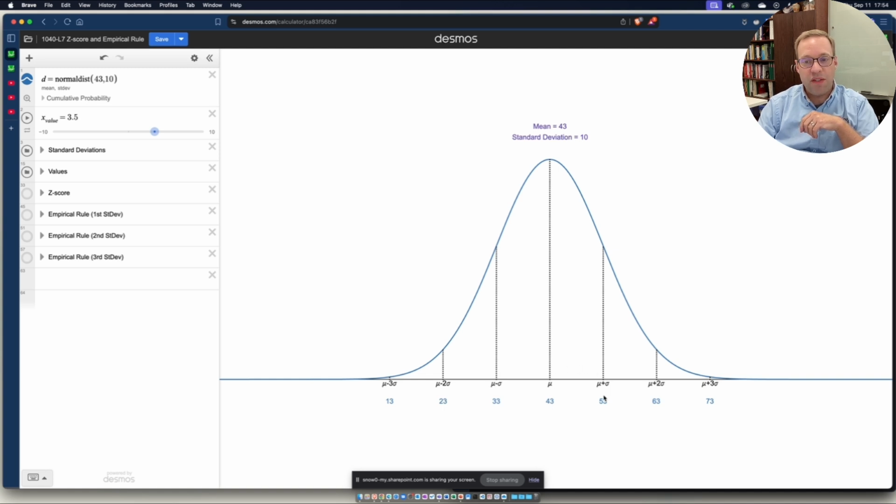But one standard deviation above that would be 53. 2 standard deviations above would make it 63. And 3 standard deviations above would be 73. You could also go below the mean. 1 standard deviation below the mean would drop it by 10 down to 33. 2 standard deviations below would be 23. 3 standard deviations below would be 13.